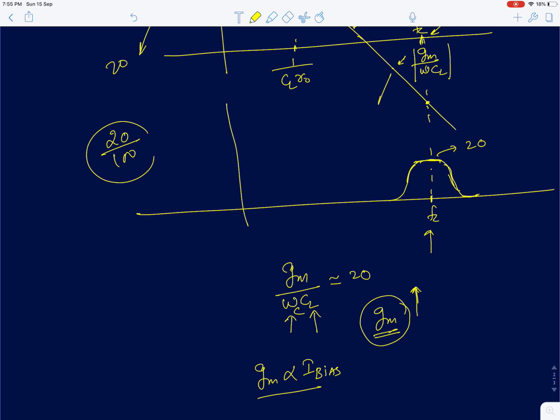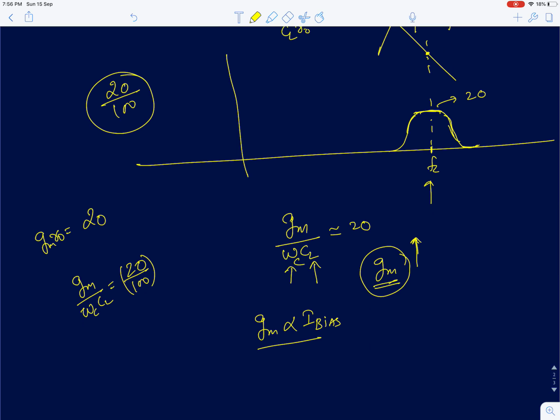I just took an example here. I said that if I assume the intrinsic gain gm into r0 is 20, and it turns out gm by omega CL is actually 20 by 100, but I want to make it 20, then I have to increase my gm by 100 times, so that this gets multiplied by 100 and you get a gain of 20. So my bias current requirements increase significantly.